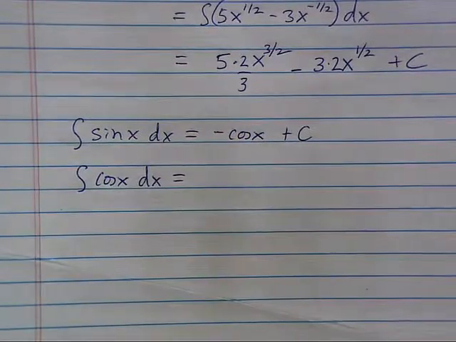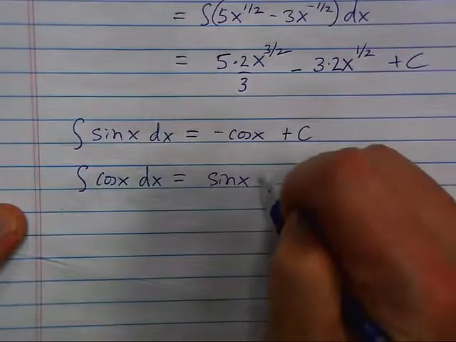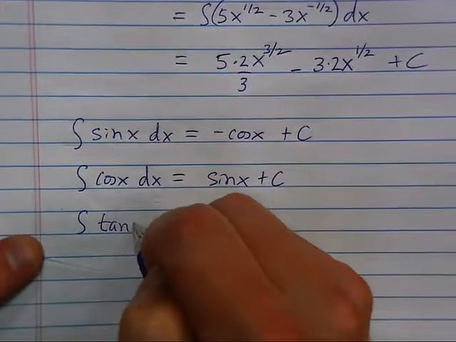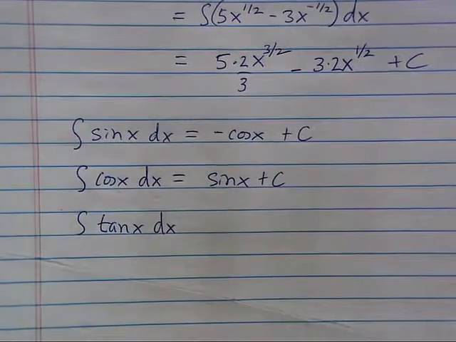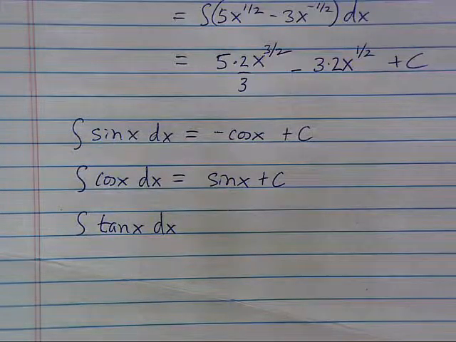What's the antiderivative of cosine x? Sine x, because the derivative of sine is cosine. Plus c. What's the antiderivative of tangent x? No, not secant squared. Not secant. Is it like secant over tangent or something? No.